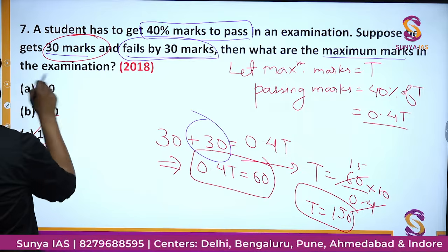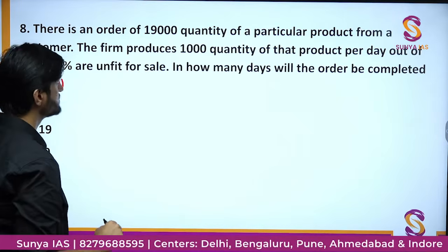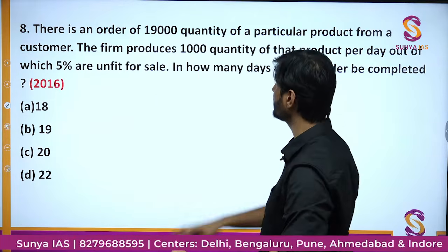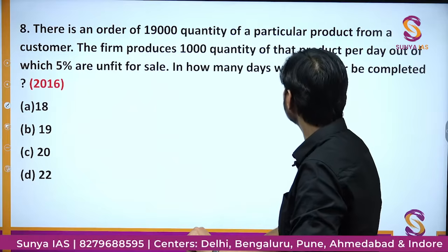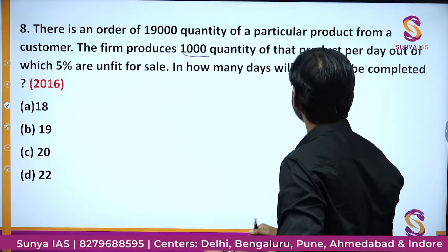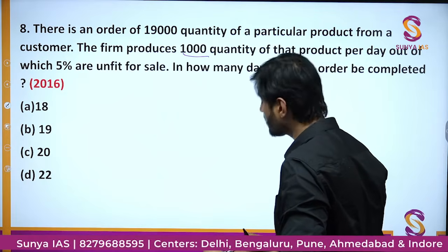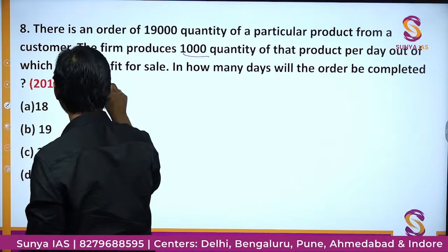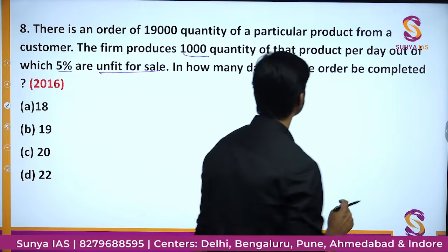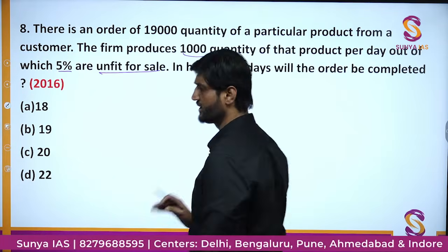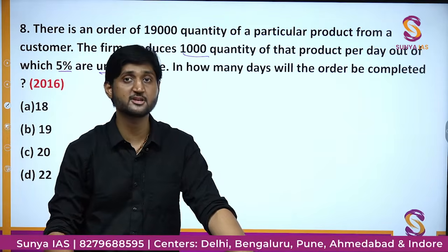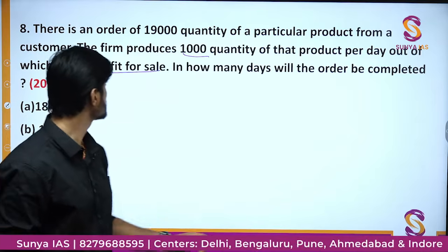Okay, moving on. So we have this question number 8. Let us read and try to understand the scenario here. There is an order of 19,000 quantity of a particular product from a customer. The firm produces 1,000 quantity of that product every day, and out of which 5% are unfit for sale. In how many days will the order be completed? The basic idea here is there is a company which manufactures some particular good, and there is a customer who wants to purchase how much?